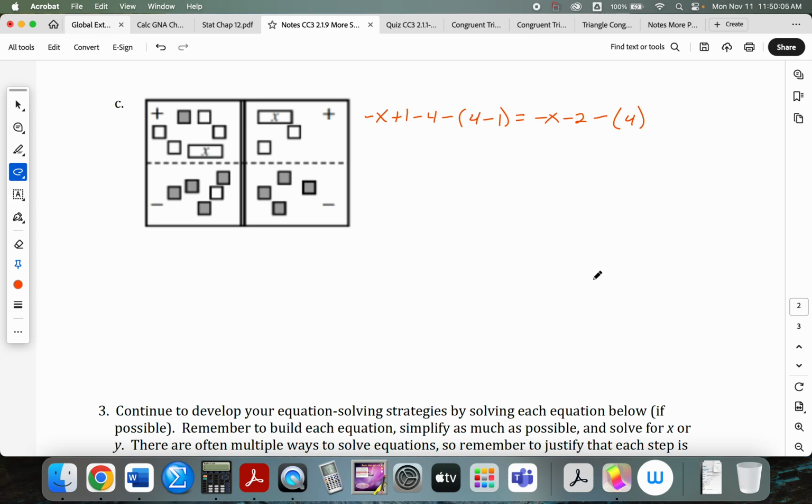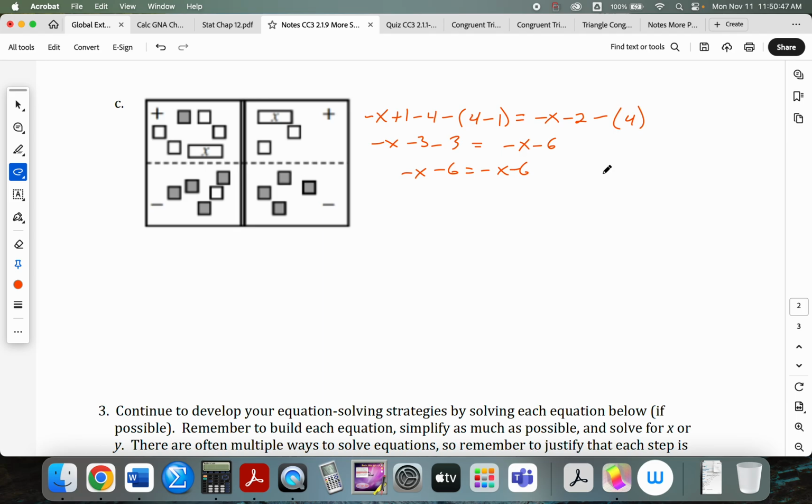The left side I can do a fair bit of simplifying right off the bat. I've got negative x, 1 minus 4 is what? Negative 3 minus 4 minus 1 is negative 3 minus 5, so negative 8, equals, here I'm going to have negative x, and negative 2 minus 4 is negative 6. So combining the like terms, we've got negative x minus 6 equals negative x minus 6.